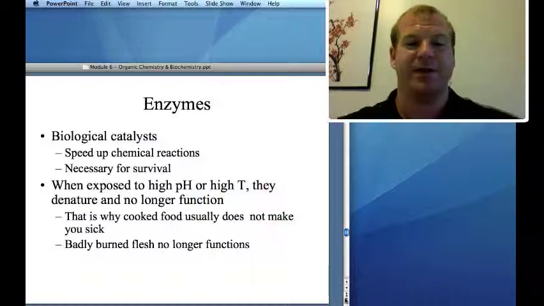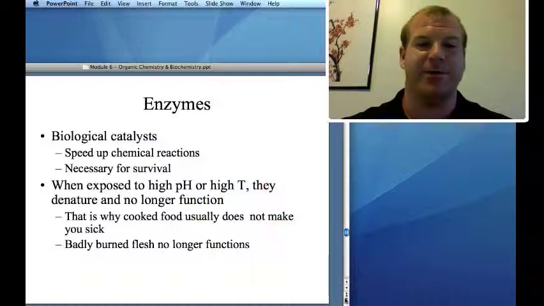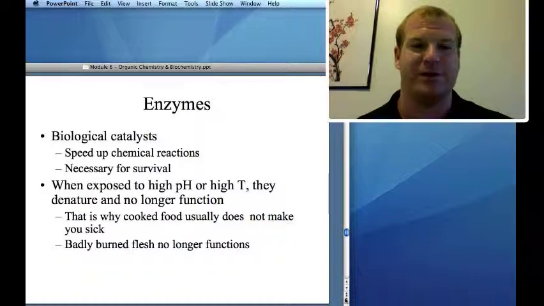Now, what else with them? I talked about this already before. This is why we cook our food. This is why badly burned flesh no longer functions. This is also why when the blood pH changes, the organs start to fail, because the enzymes in the organs won't work anymore.